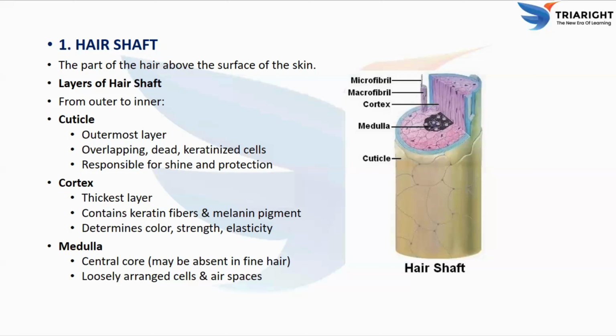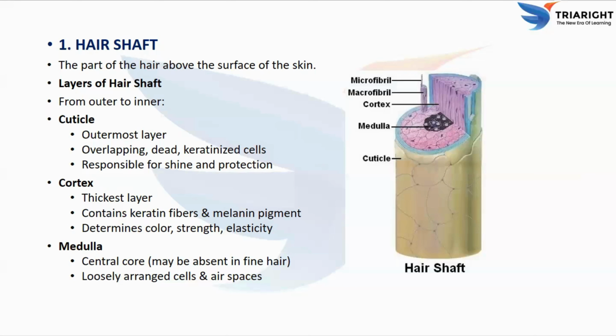So what is the middle layer? Cortex. The middle layer is the thickest layer, which is called the cortex. It makes up 75 to 90% of the hair shaft. It is composed of long keratin fibers arranged in bundles like microfibrils and also macrofibrils. It contains the melanin pigment which gives hair its color.